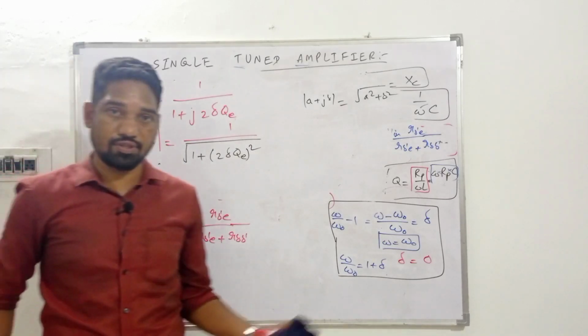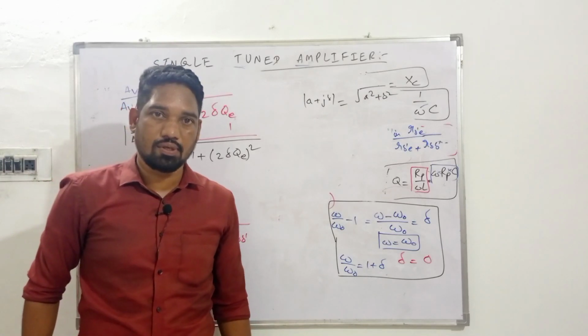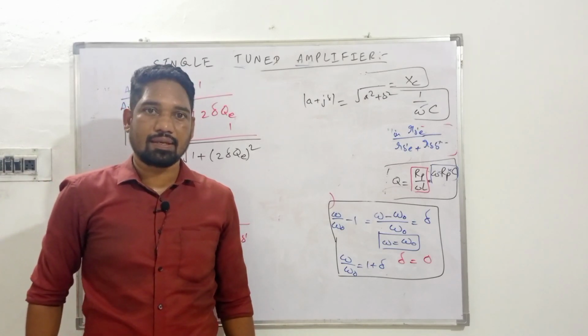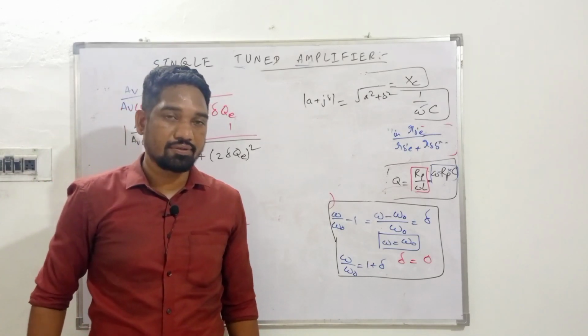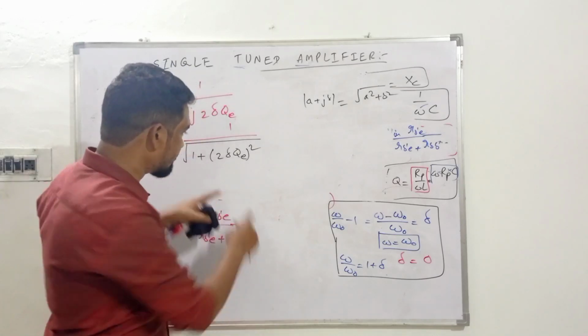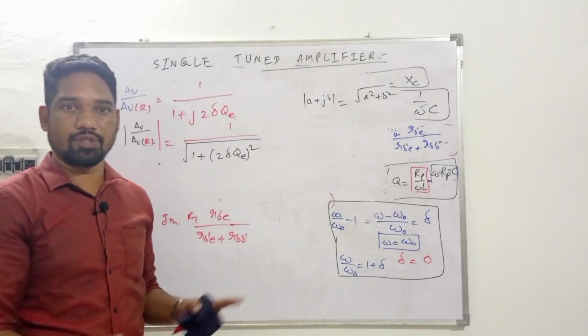Why? Because we have an extension for this equation, effect of cascading on bandwidth. The expert starts doing something from here. The proof for that one will be from here.